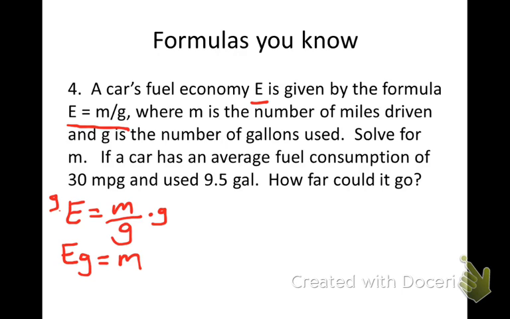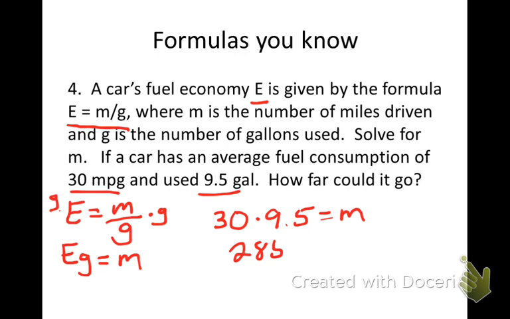Now it says it has an average fuel consumption of 30 miles per gallon and uses 9.5 gallons. How far would it go? So E is 30, so I'm going to put a 30 in place of E. G, gallons, is 9.5. I don't know M. Take your calculator and multiply those two together. You're going to get 285 equals M. And what is it? It is miles. So please make sure you label your answer.